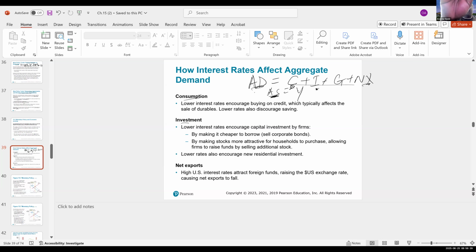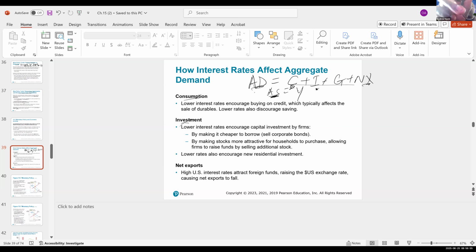Same for businesses. Businesses are going to borrow more when interest rates are low because it's cheaper to borrow that way. But when interest rates are high, businesses are going to borrow less funds for investment. Okay. And then net exports.